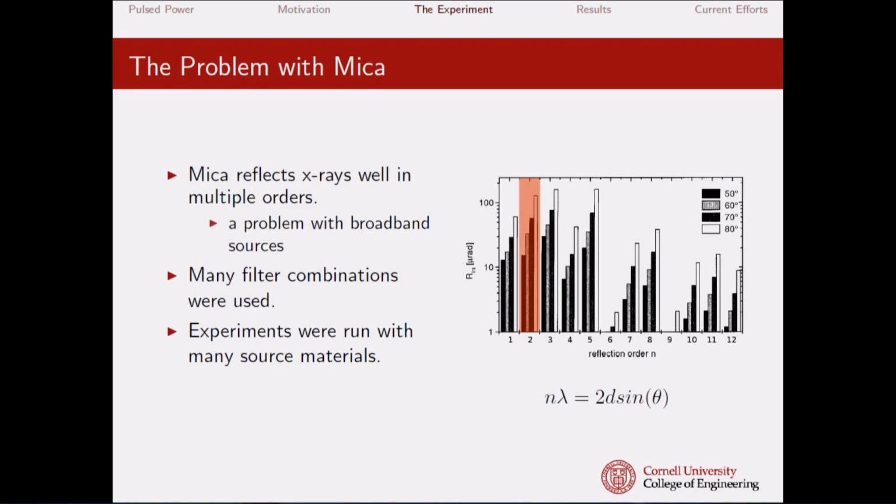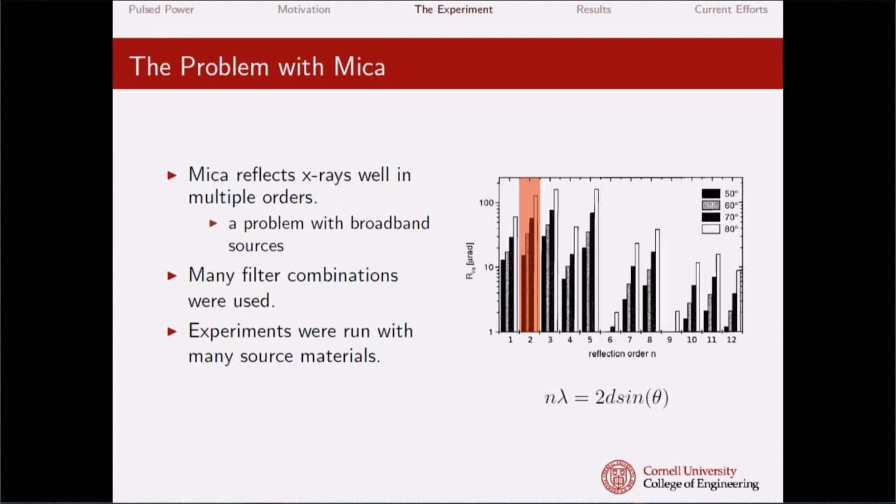The problem is this term n in Bragg's law. Different crystals will allow n to be different values. So we used mica because it's reasonably priced at about $60 a piece, and we were planning everything to be done in the second order. But mica reflects exceptionally well in first, second, third, and fifth orders.